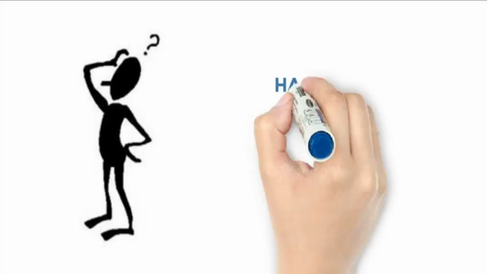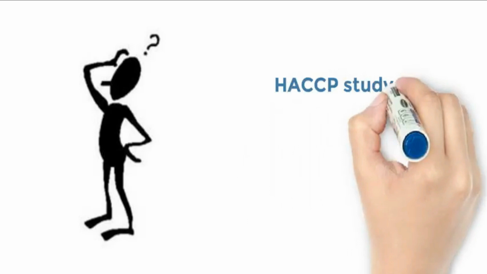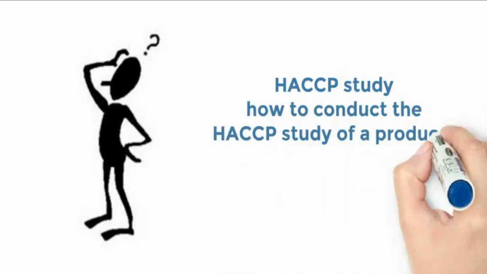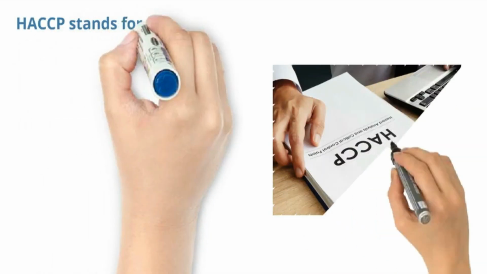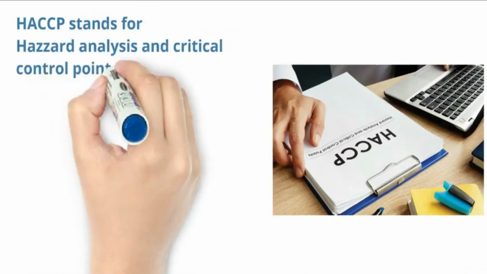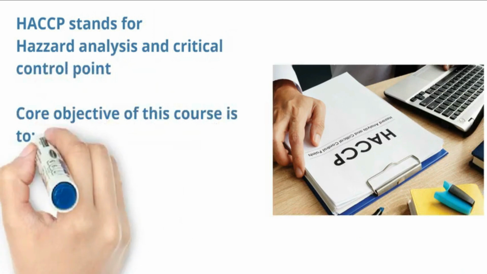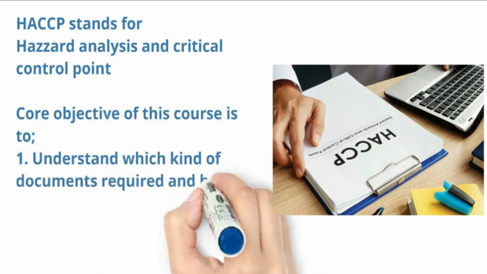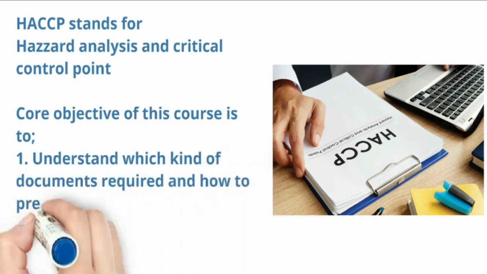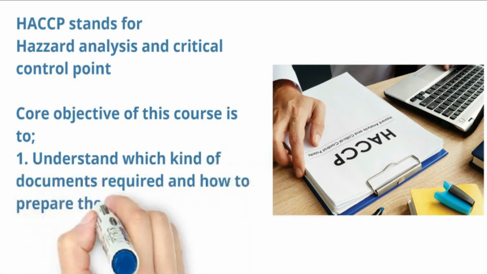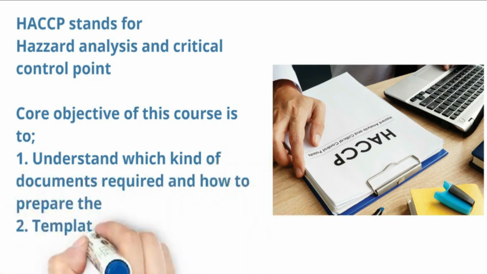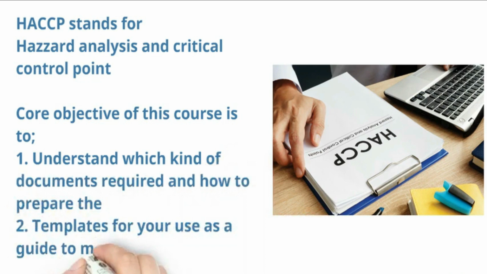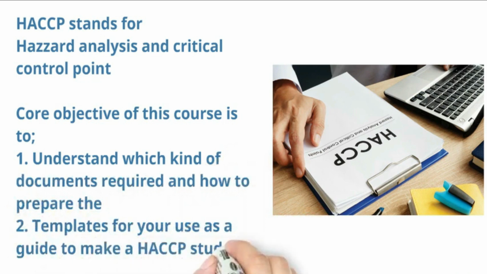Today I came up with a very interesting topic, that is HACCP study, and we will discuss how to conduct a HACCP study of a product. Before going into the details, let's discuss about HACCP. HACCP is Hazard Analysis and Critical Control Point. The core objective of this course is to understand which kind of documents are required and how to prepare those documents. Secondly, I will provide you with your customized template which can be used for any kind of products.